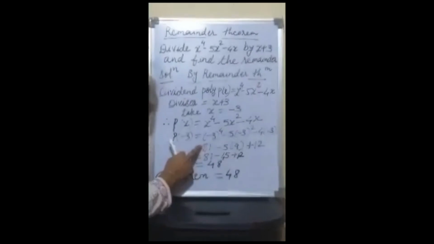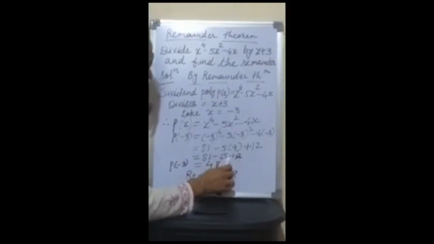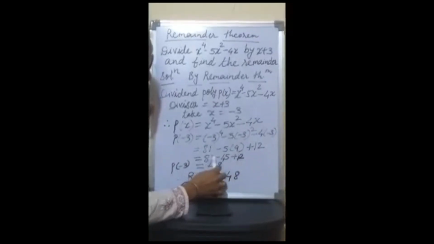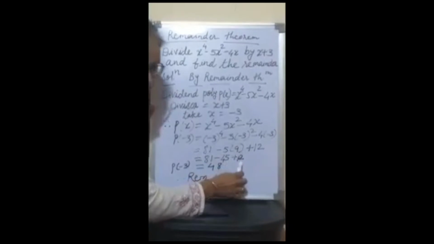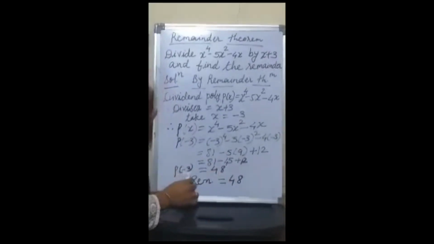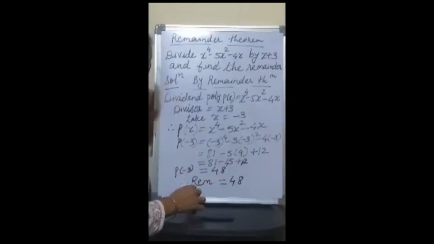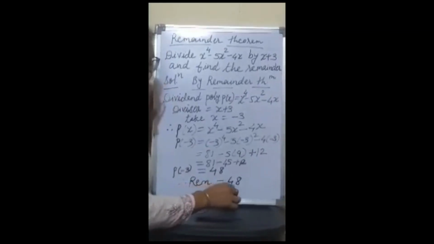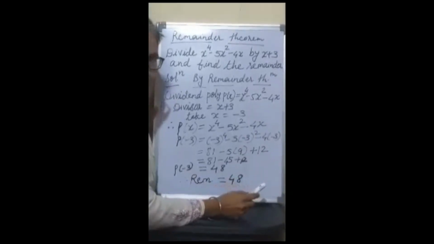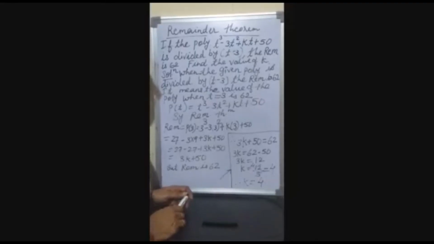Now let us simplify. 81 will be as it is, minus 5 nines are 45 plus 12. Now after simplifying, 81 minus 45 plus 12, it will give you 48. So P of minus 3, what you got? 48, and therefore we will say that the remainder is equal to 48. I hope you understand all this. Thank you.